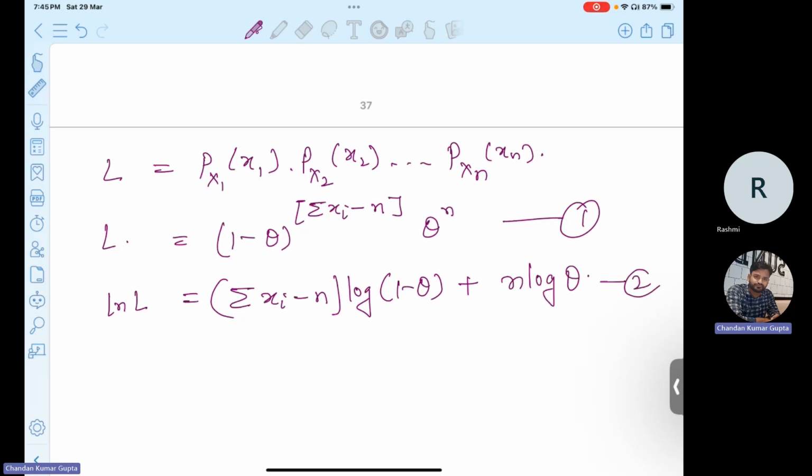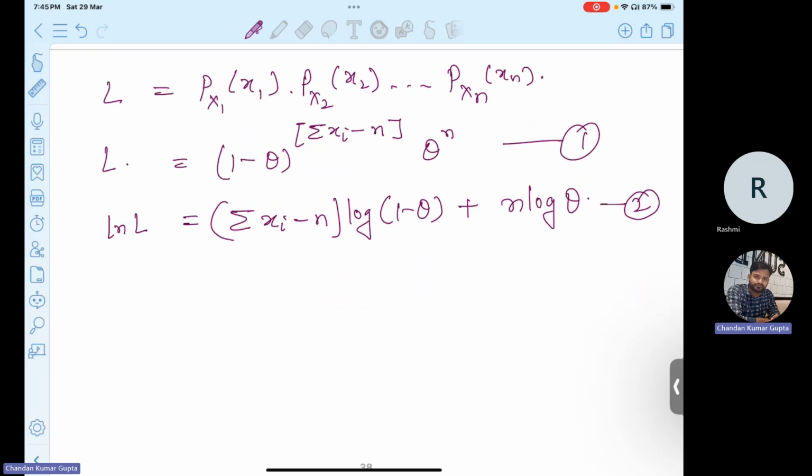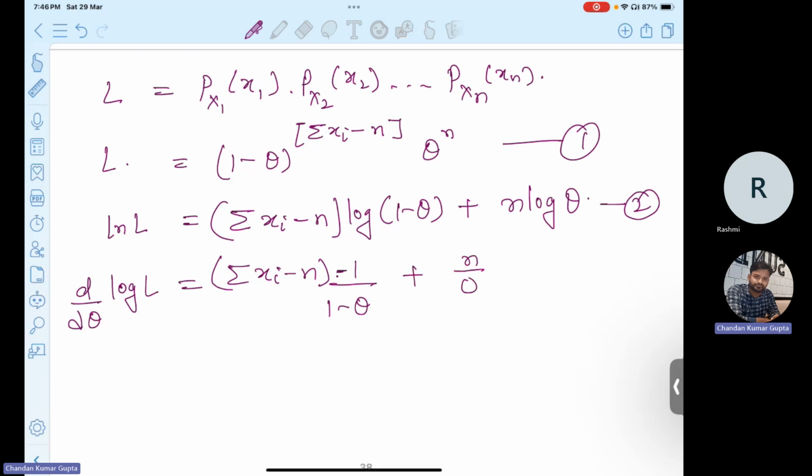So this is our equation 2, which is the log likelihood function. Now our aim is to differentiate this log likelihood function with respect to the parameter theta. So d d theta of log L, when we differentiate it with respect to theta, the first term is a constant, summation xi by n. Then log of 1 minus theta gives 1 upon 1 minus theta, then the derivative of 1 minus theta is minus theta, so it comes out to be minus 1. So it is minus 1 upon 1 minus theta. Plus n log theta gives n by theta only.